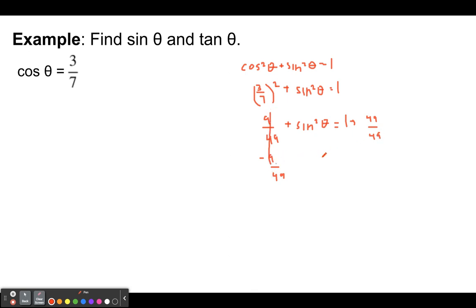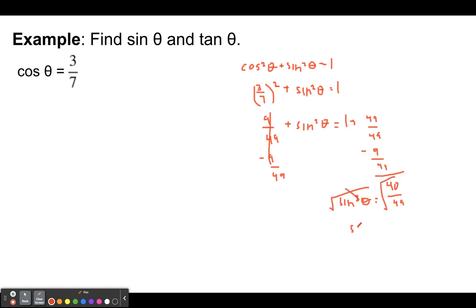On this side, they cancel each other out. And if I subtract 9 over 49, I end up with 40 over 49. So I have sine squared theta is equal to 40 over 49, and we're almost there for this one. Of course, the last step is that we're going to take the square root of both sides. The square and the square root cancel out.